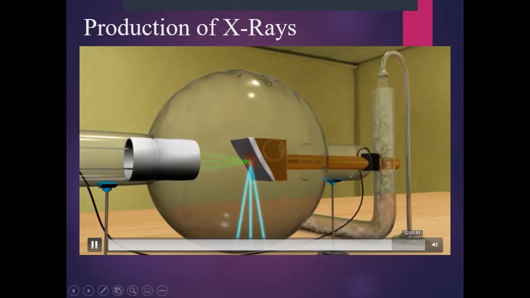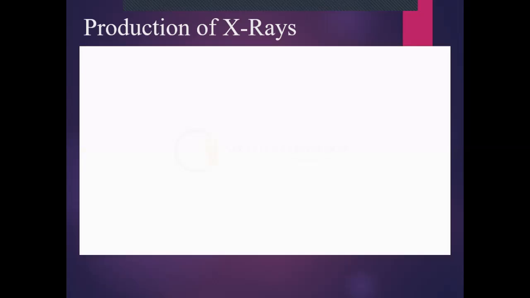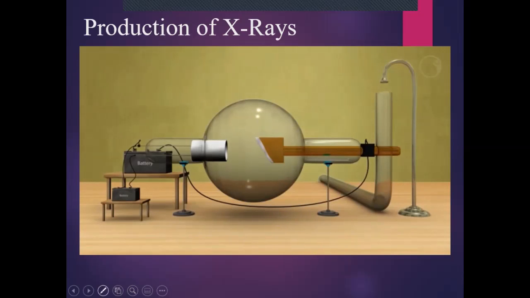So, if we can increase the rate of electrons emitted by the filament by increasing the current flowing through the filament, then we can increase the intensity of the X-rays. Production of X-rays. The lab setup.